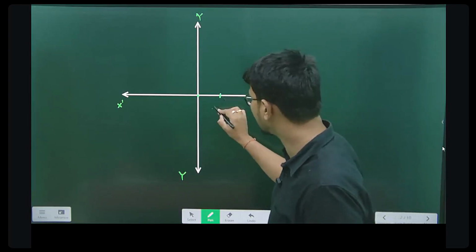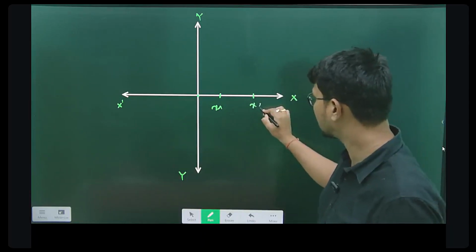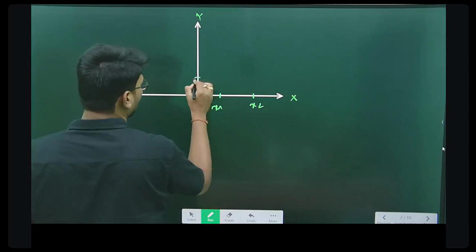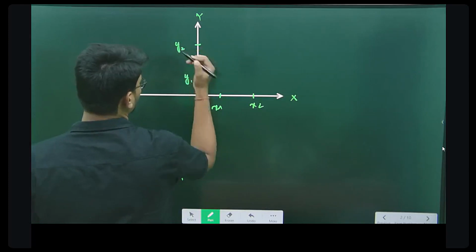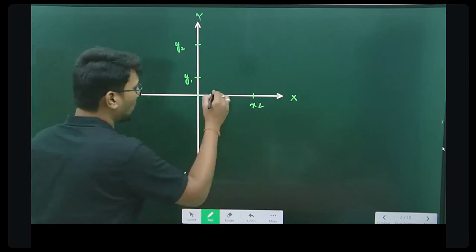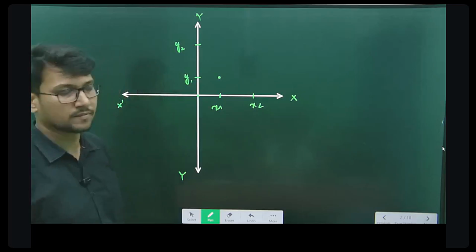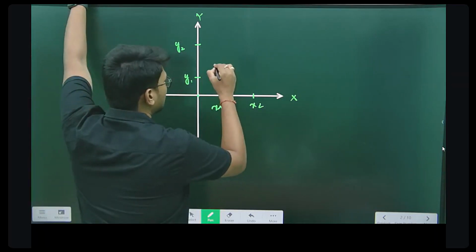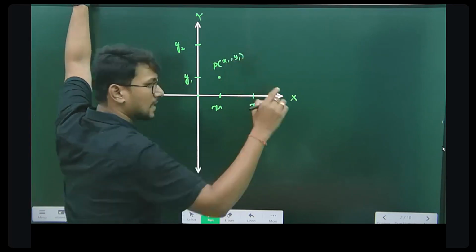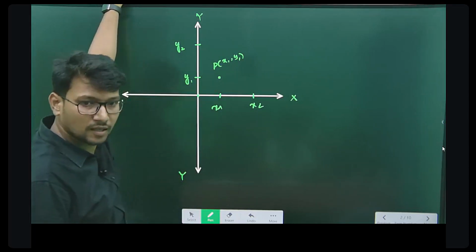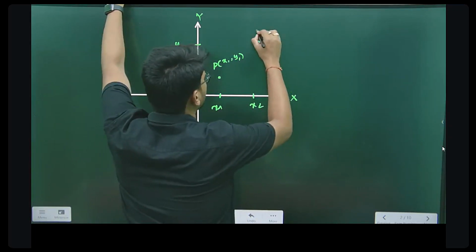Similarly, let me take this as x1. This is x1, this is x2. And here I can take y1, and this is y2. That means the point which comes at this space particularly, what is the coordinate of this point? Let me check. This point's name is P, whose coordinate is x1, y1. Is that clear, everyone? Another point I'm taking at this point, which is Q.